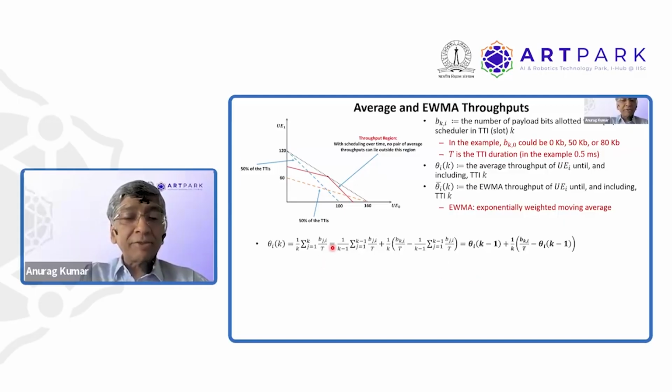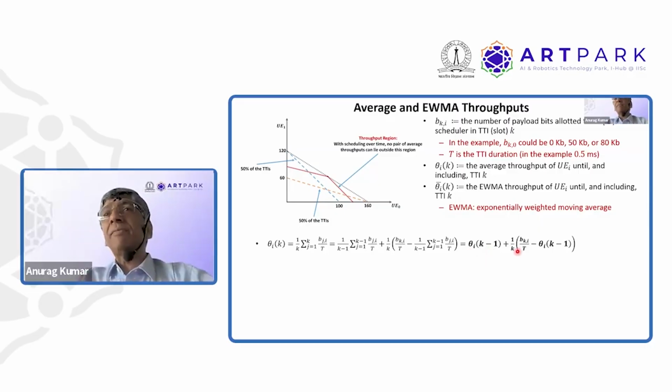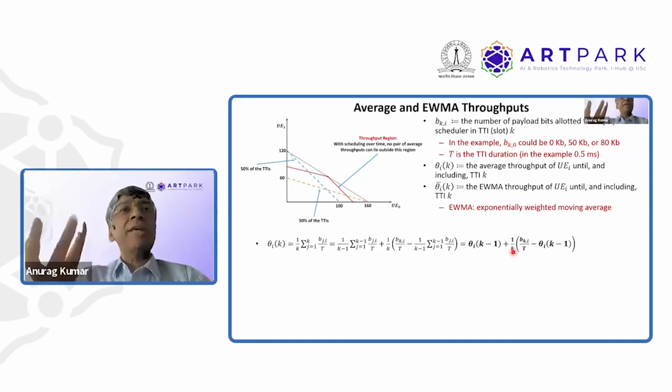It turns out you can write this average in the following recursive fashion. What does it do? Suppose I want to update the average in the kth slot. Take the previous average until the k minus first slot, take the throughput I have given that user now, subtract the previous throughput, and divide by k, 1 by k. Simple, okay?